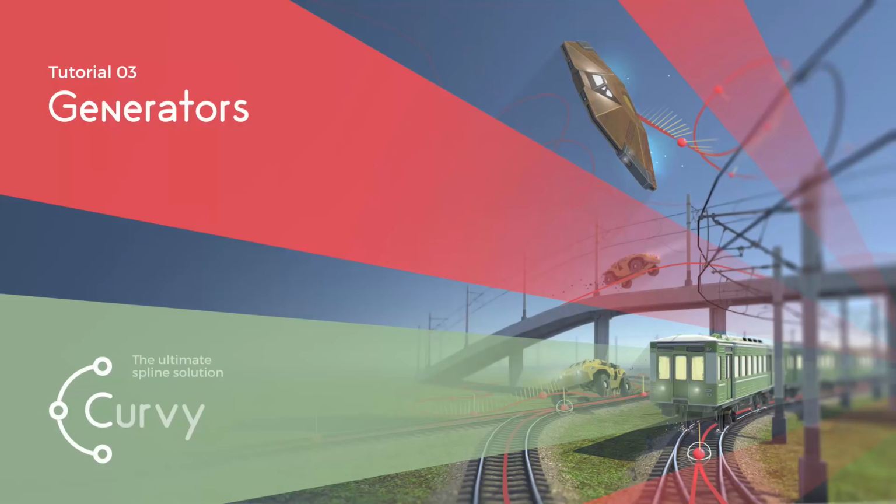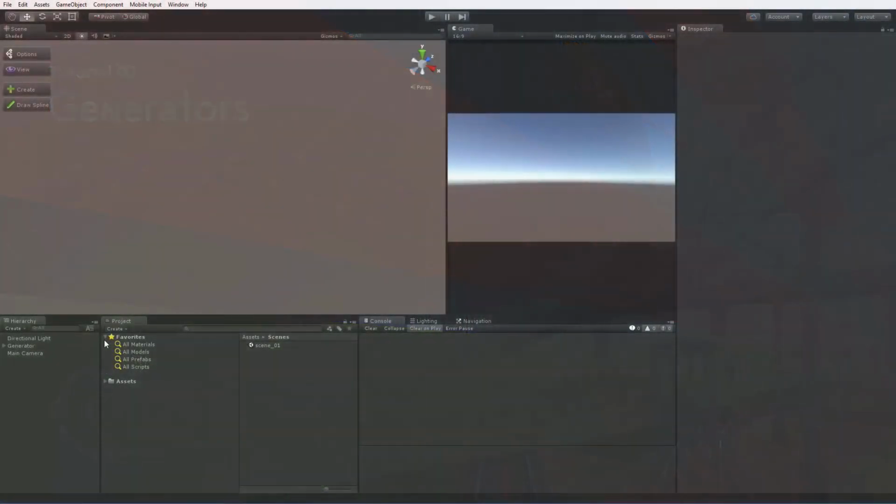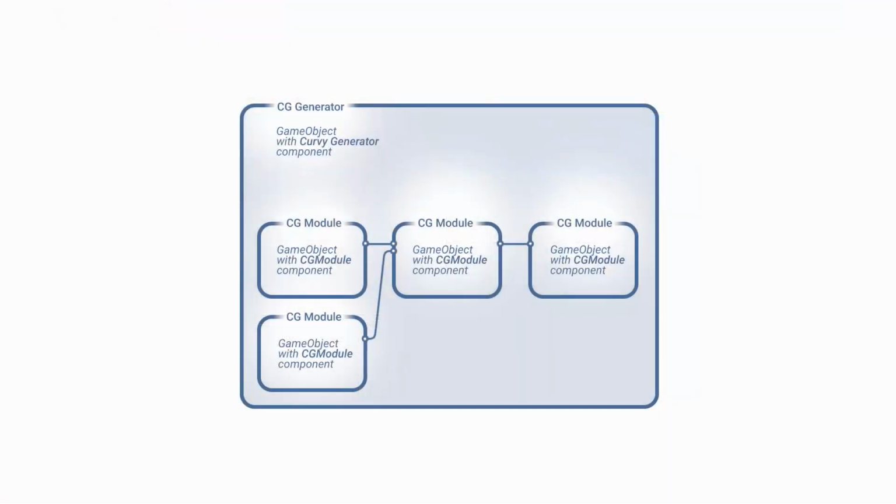Welcome to another tutorial covering the use of Curvy version 2.0. In this video, we will be covering one of the most powerful systems in the package – generators. Generators are game objects with a Curvy generator component. Generators are responsible for a network, or so-called node graph, of modules. Modules are child objects with components inheriting from CGModule class.